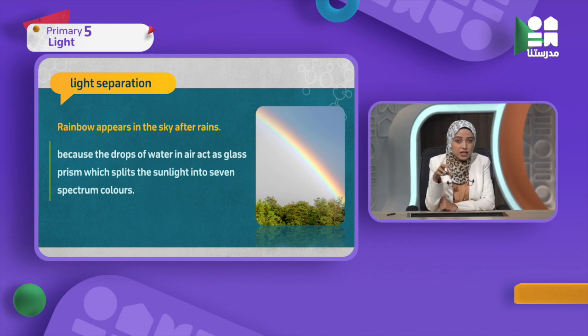يبقى ال water drops it acts as the glass prism. فبالتالي بيحصل ال light separation. بيحصل light separation لل white light into 7 spectrum colors. فبالتالي نقدر نشوف rainbow in the sky.